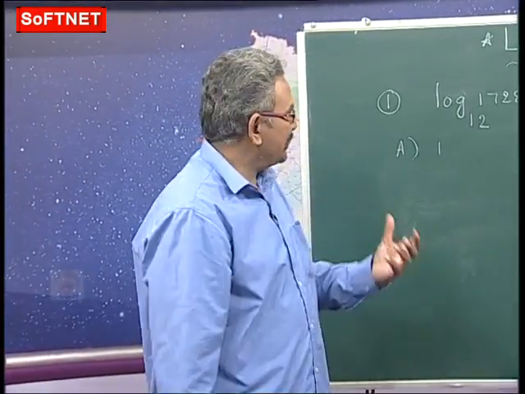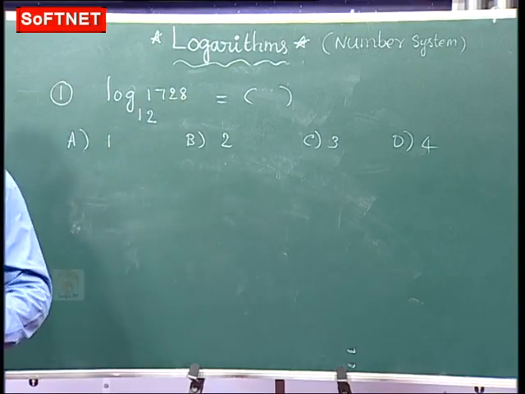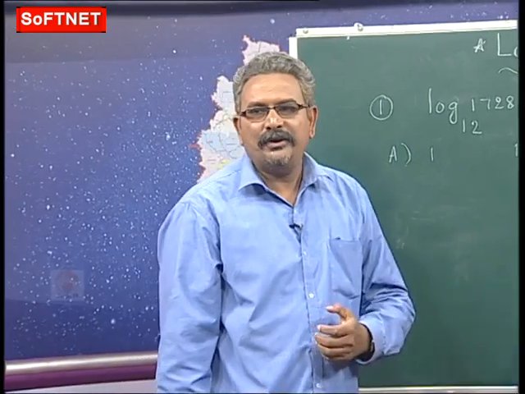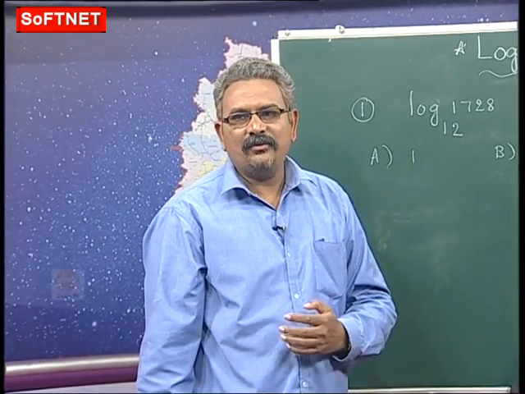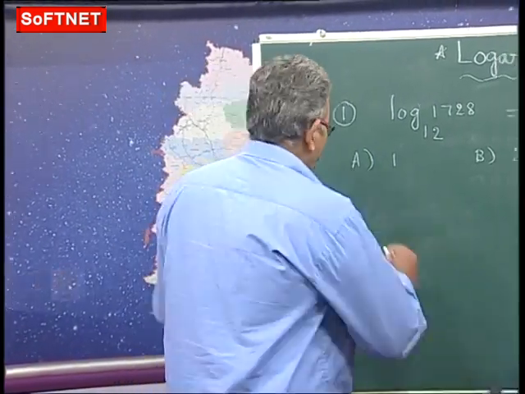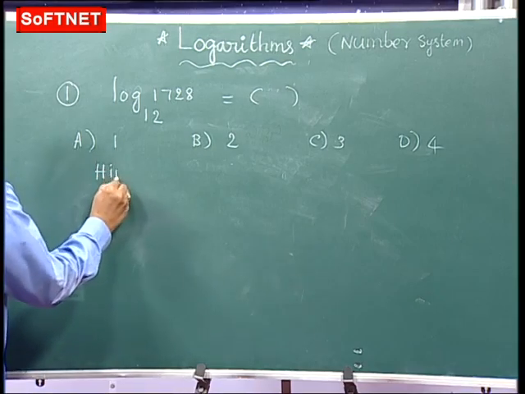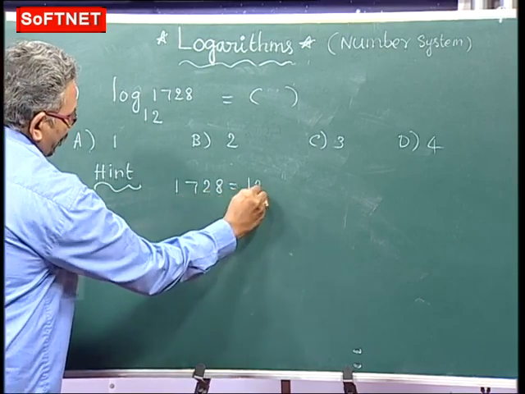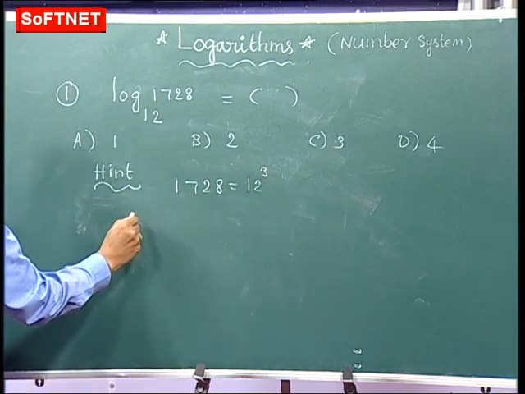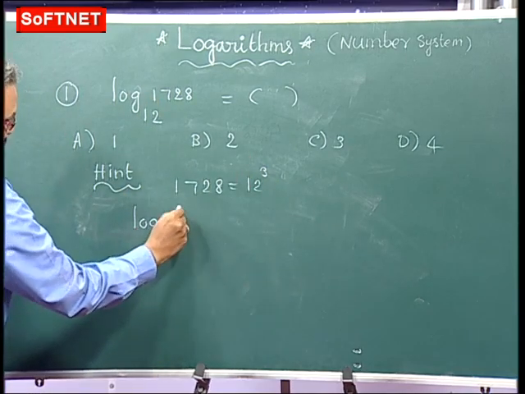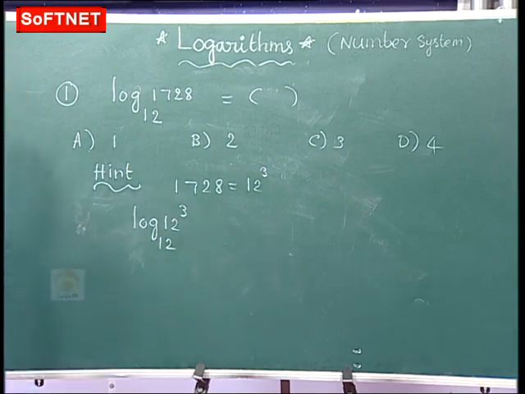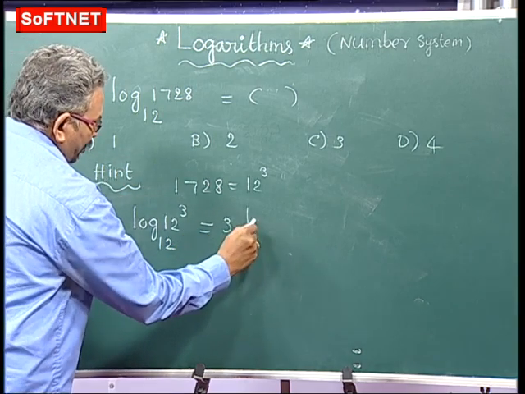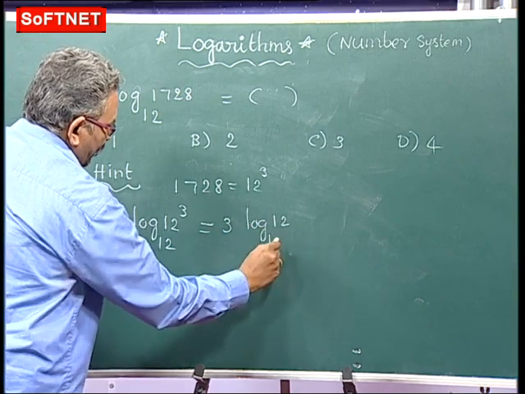Okay. Here see, 1728 is the 12 cubed. 12 into 12 into 12, we get 1728. So this problem can be solved like this. 1728 is equal to 12 cube. So here log 12 cube base 12. Using power rule, this can be solved: 3 multiplied by log 12 base 12.